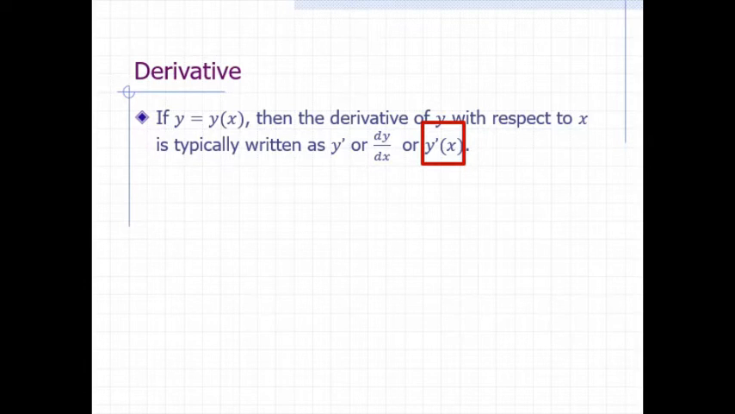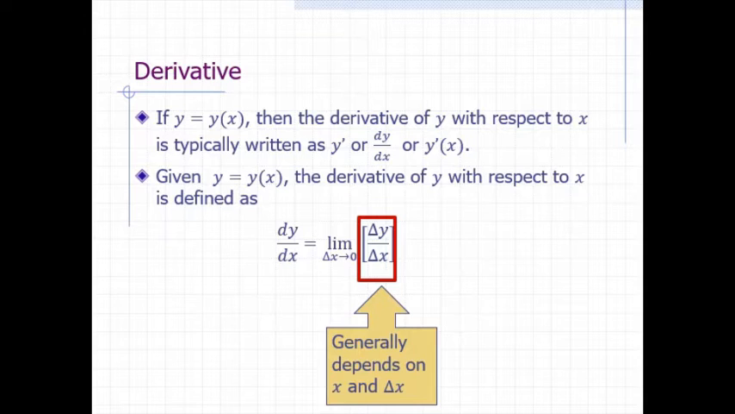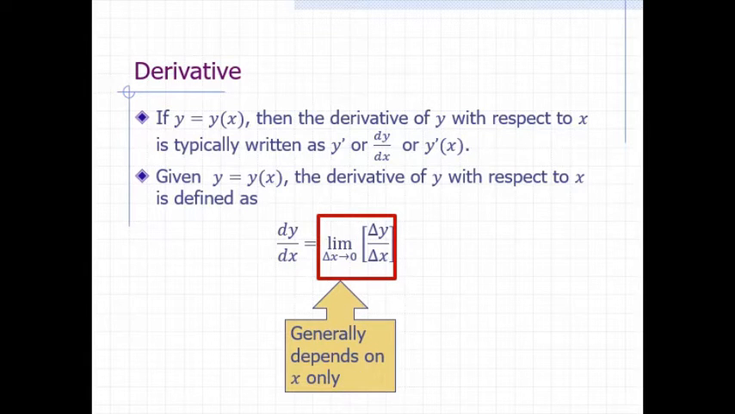Given how y depends on x, how do we determine the derivative of y with respect to x? Here's what we do. First, we derive the expression for the ratio of delta y to delta x. In general, this ratio will depend on x and delta x. Then, we take the limit as delta x approaches 0. When we do, we get an expression that no longer depends on delta x, but generally still depends on x.